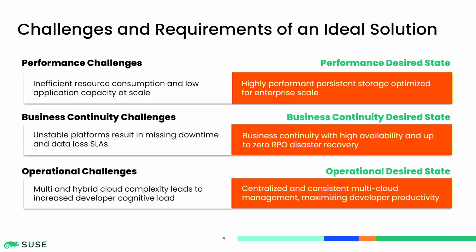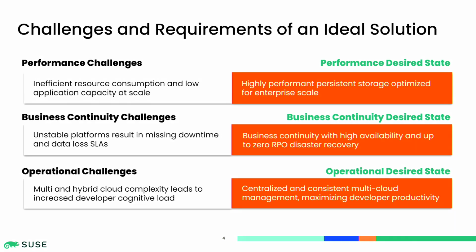So what we see on the challenges side is inefficient resource consumption and low application capacity at scale. What does it mean? Inefficient resource consumption. Think of you running workloads in Amazon EKS, for example, consuming EBS volumes via a CSI driver. These are not thin provisioned. So you pay for a lot of storage you might not use. That's a specific problem on hyperscalers. You might not have this problem in your on-premise Rancher environment, but it's difficult to manage all your storage with all these differences underneath.